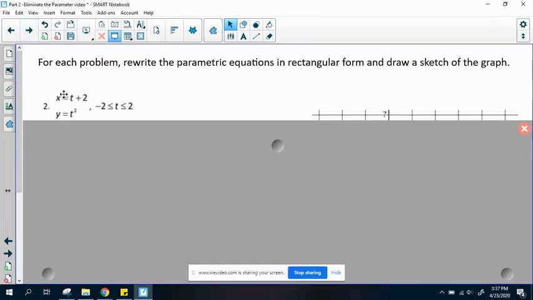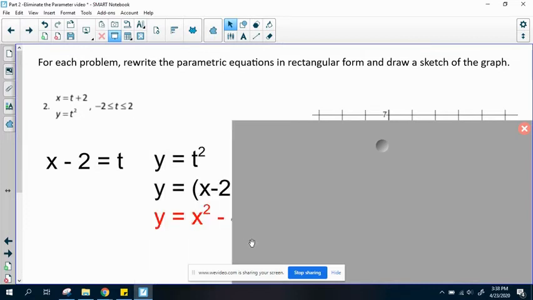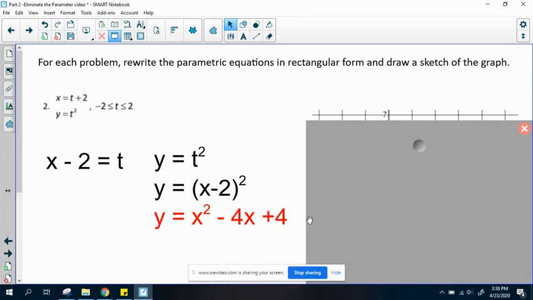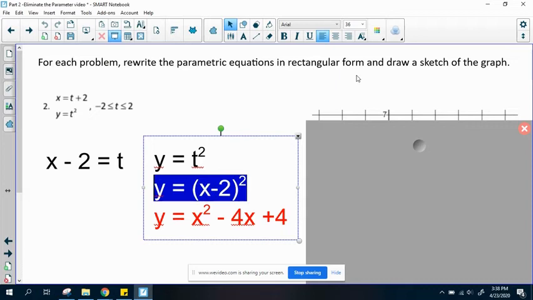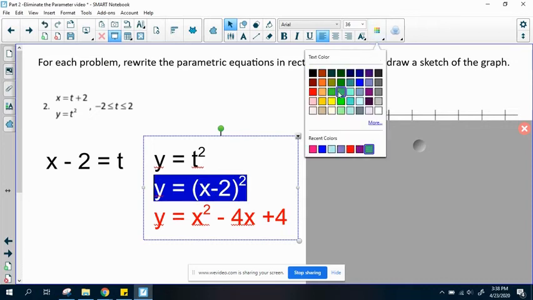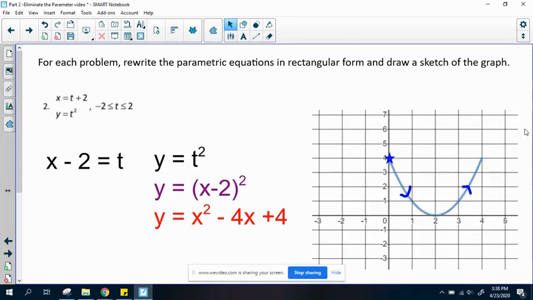Let's try another one. Number 2, this one would again be easier to get x by itself. So I'm going to subtract 2 to the other side, and now I have t. Now once I have t alone, I'm going to plug that into the other equation where I see t, which ends up being t squared. If you were to multiply this out, you would end up with x squared minus 4x plus 4. However, this one, y equals (x minus 2) squared, is actually easier to graph because that's in vertex form. So your vertex would be x at 2 and y at 0 because it's plus nothing over here. Or again, you could go back to the old way and take your t values and plug them in and get the sketch of the graph that way as well.